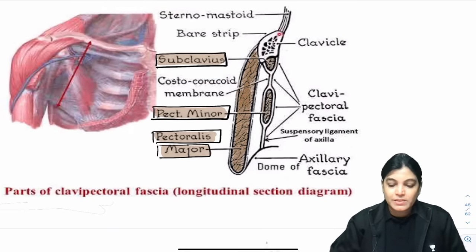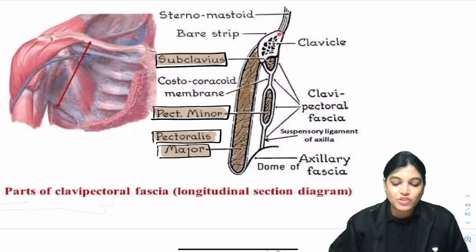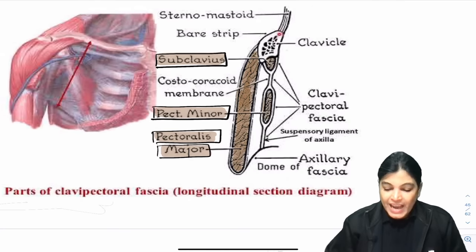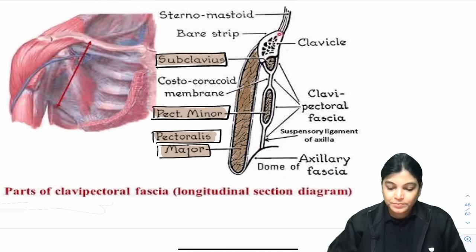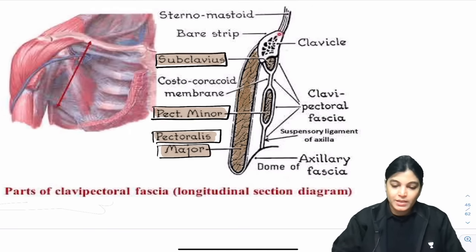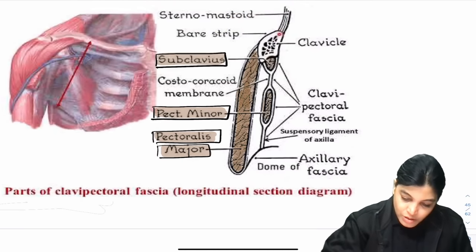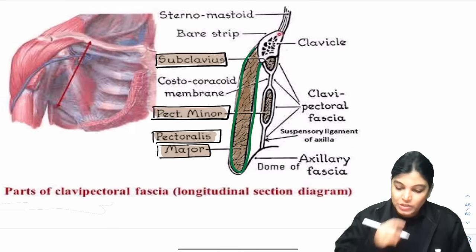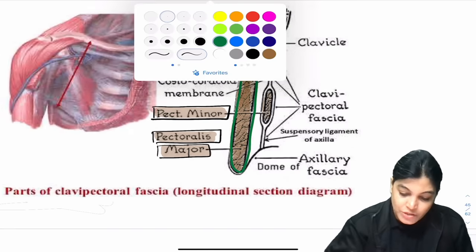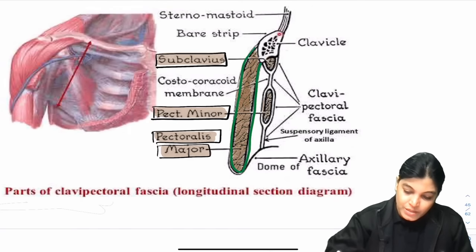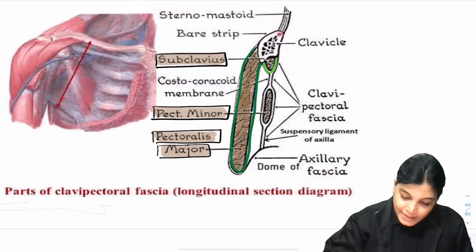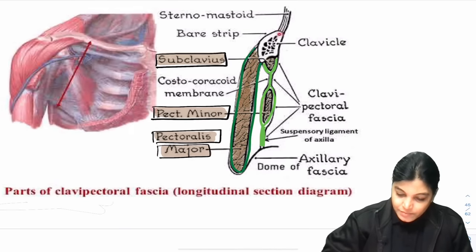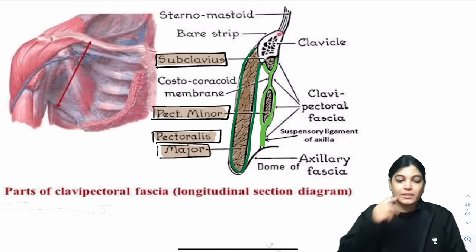Now my dear aspirants, the pectoralis major muscle will be covered by the pectoral fascia, and just deep to it we have the clavipectoral fascia. So the pectoralis major muscle is covered by this green color pectoral fascia, and just deep to it is the location of the clavipectoral fascia. I am highlighting the clavipectoral fascia with light green color. So now let's talk about the extent.